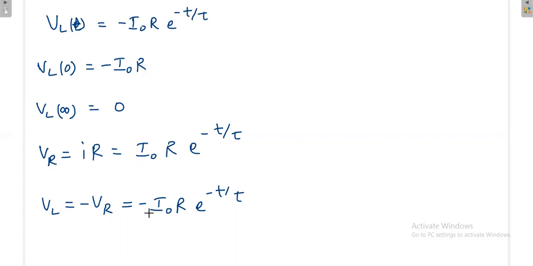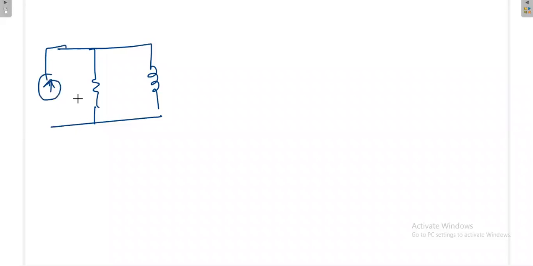I will write in the next page. Suppose your circuit is connected with an inductor, and you have a current source, some 5 ampere current, and this is some 2 ohm. Say for example, this circuit is connected at t is equal to minus infinity.